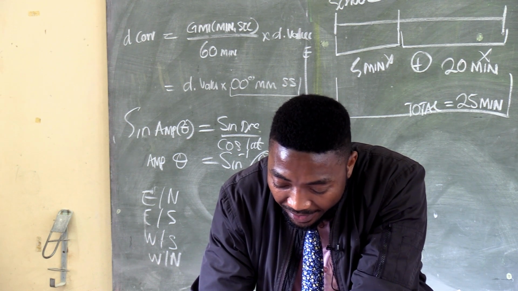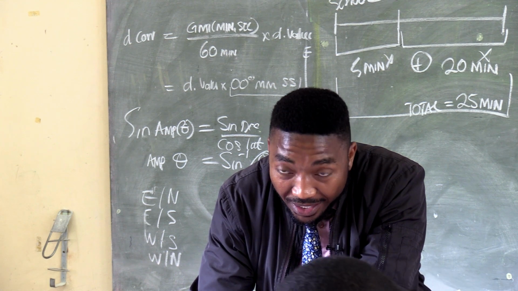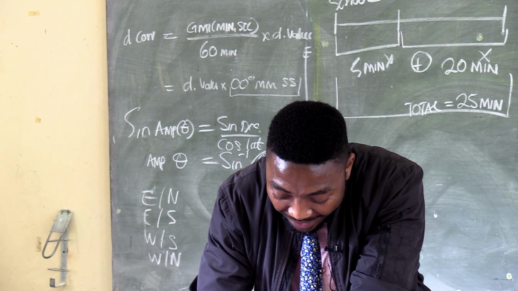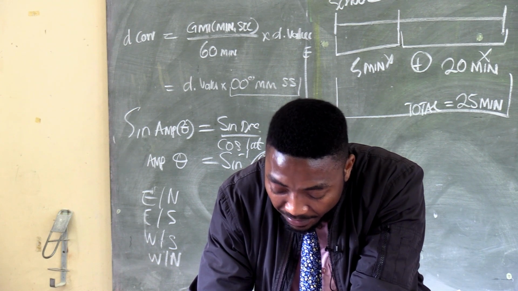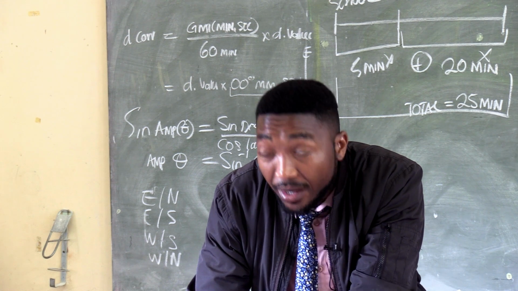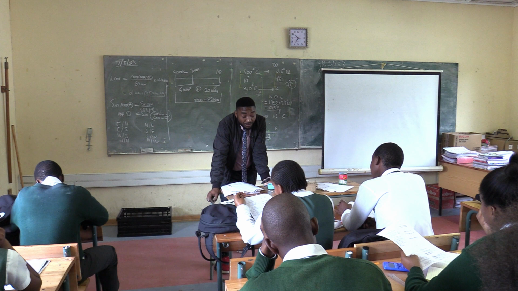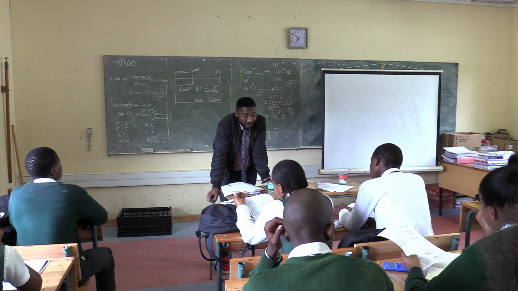Now let's go back. Azimuth. We are busy now doing azimuth. This calculation is worth 25 marks. And unfortunately, if you make a mistake anywhere in the beginning of your solutions, the entire 25 marks is gone.